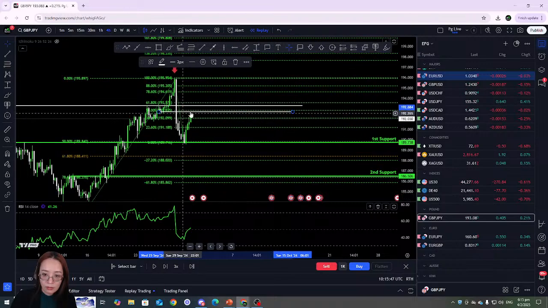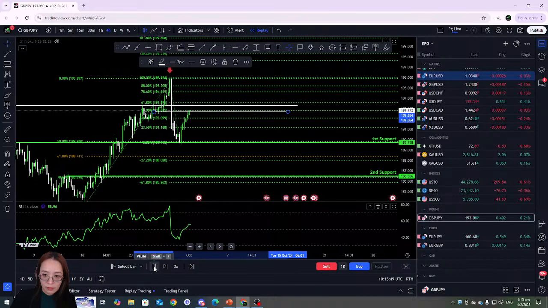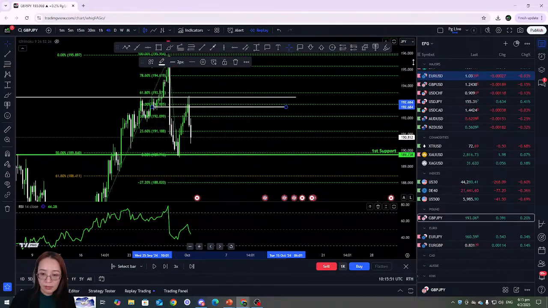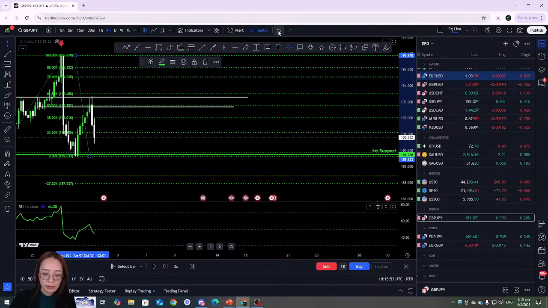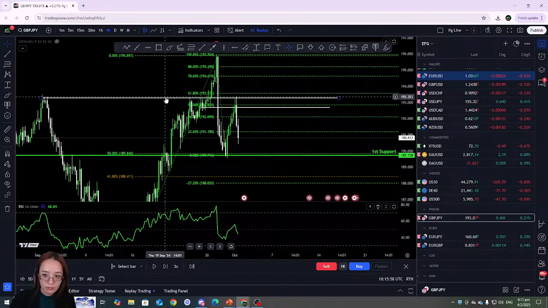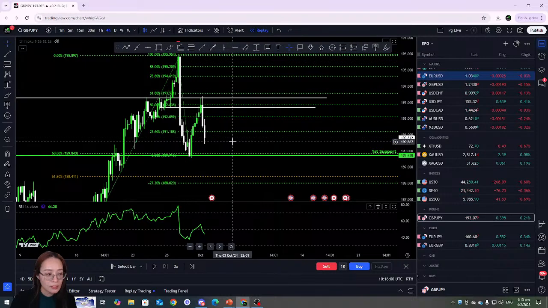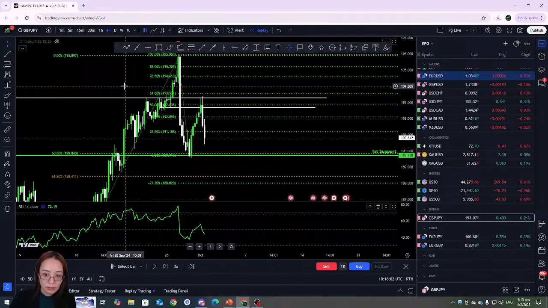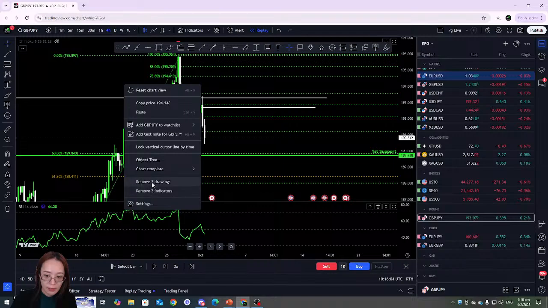So I buy, and I want to make sure it hits my take profit. Now this has hit my take profit, and then it falls from my resistance level, which is here. I draw from here, close to 61.8. So you can use Fibonacci to place stop loss and take profit.